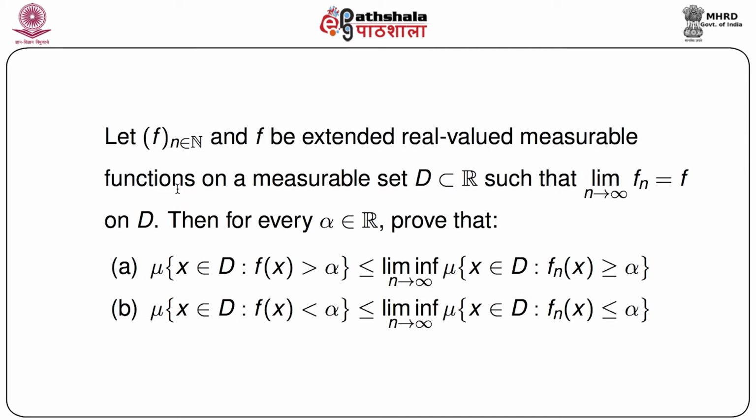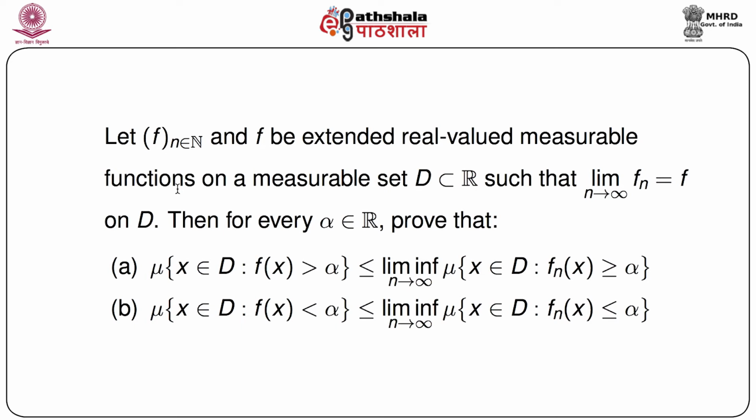Let f_n, n belongs to the natural numbers, be a sequence of extended real-valued measurable functions, and f is another extended real-valued measurable function on a measurable set D, a subset of R, such that the limit of f_n as n goes to infinity equals f. That means we have a sequence of extended real-valued measurable functions and another extended real-valued measurable function, of course on a particular measurable set D, such that the limit exists. That means the limit of f_n exists, which equals f on D.